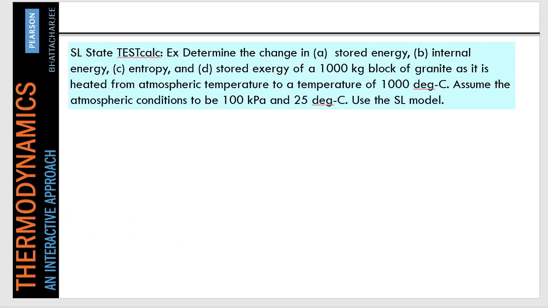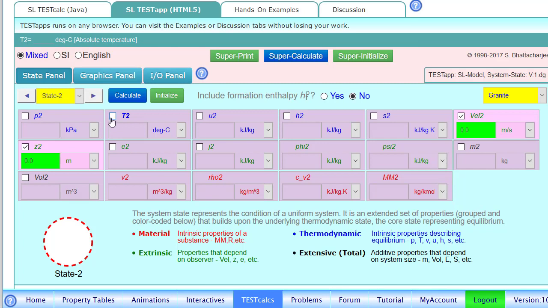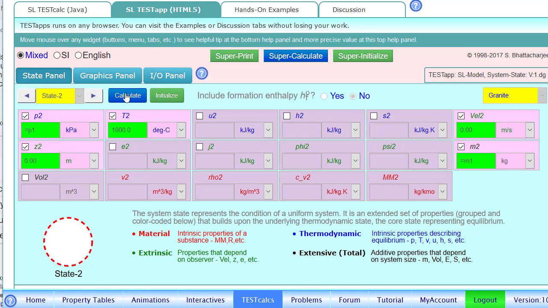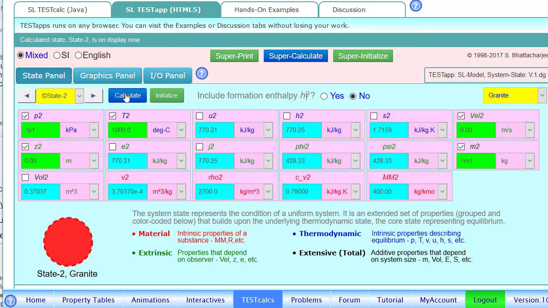Next, state 2. We're given that it is heated up to 1,000 degrees Celsius, and we're going to assume that mass and pressure are staying the same. So heated to 1,000 degrees Celsius, pressure stays the same, equals P1 or P0, and M2 is the same, so equals M1. And then hit calculate, and we get the rest of our properties for state 2.